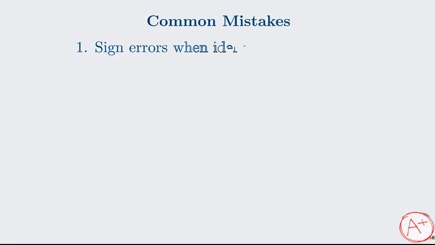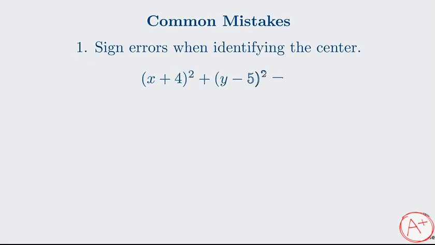To secure an A-star grade, you must avoid these frequent errors seen in Cambridge scripts. First, sign errors when identifying the center. Consider the equation (x + 4)² + (y - 5)² = 9. Students often say the center is (+4, -5). Look closely at the standard form. It is x - a. Therefore, x + 4 means the coordinate is -4. Always flip the sign you see in the bracket.